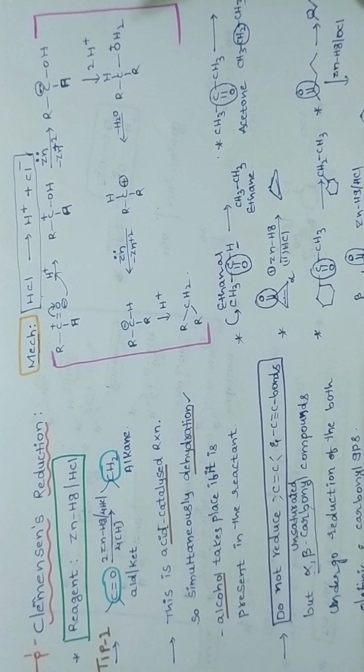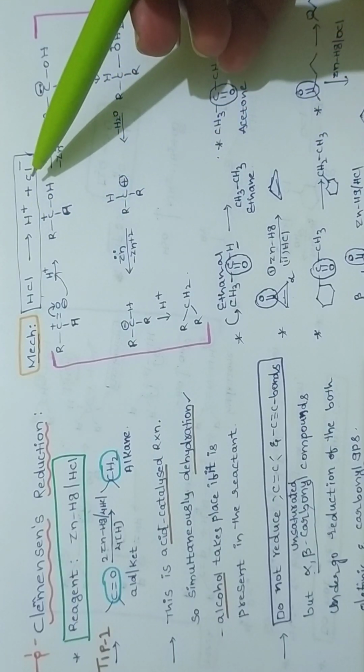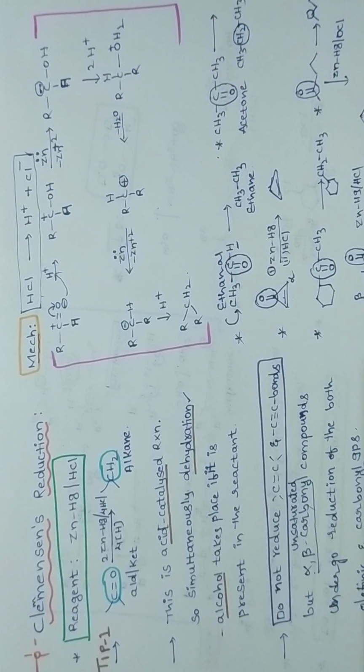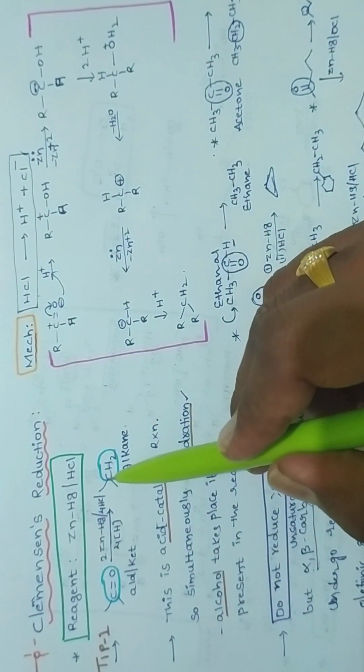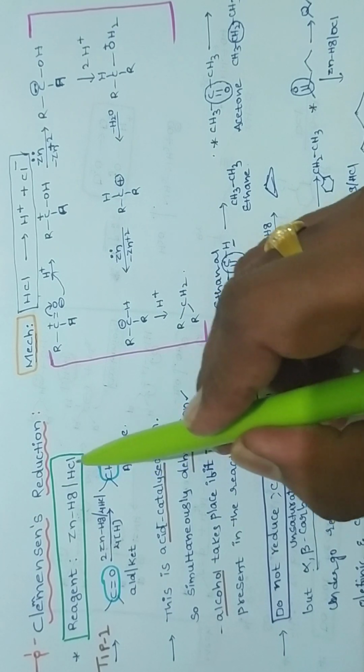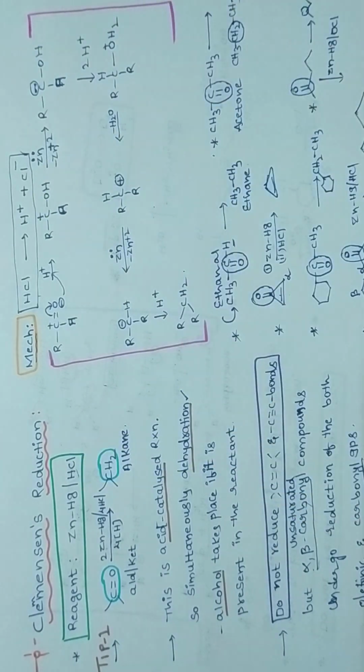HCl gives H plus and Cl minus. Now this is the carbonyl group. This hydrogen is given by HCl. That we have to remember. Especially for IIT students, the mechanism is very, very important. In NEET, they mostly do not ask questions based on the mechanism.